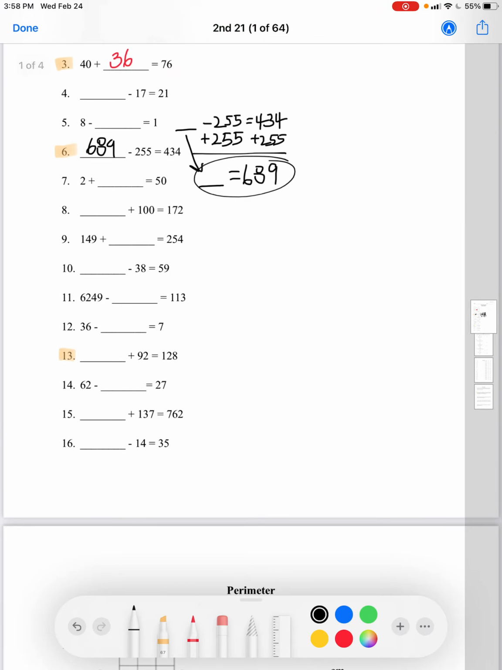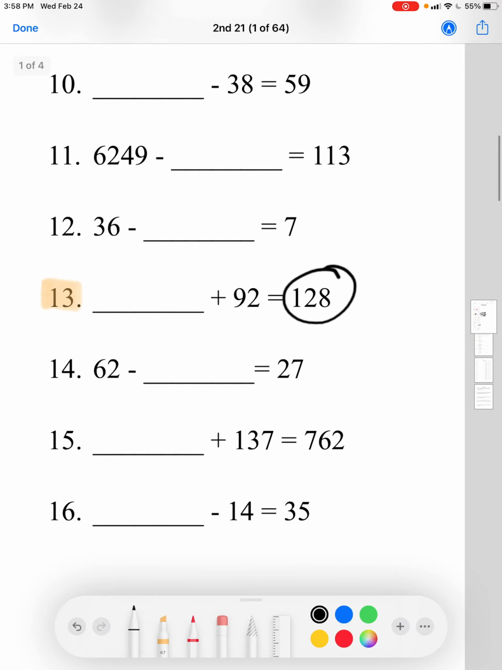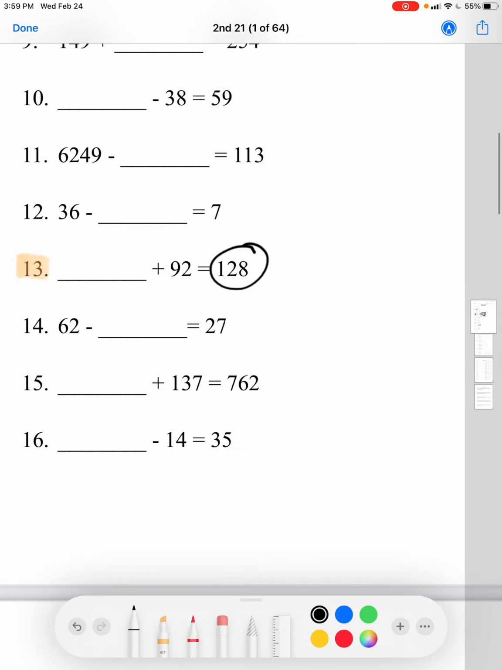Now let's move on to number 13. We have something plus 92 equals 128. So because we have an addition, we're going to do subtraction. Because this is a sum, it's made up of 92 and one other thing that's added to it. So in order to find that, which is the difference, we're going to subtract the 92 from the 128 like this.